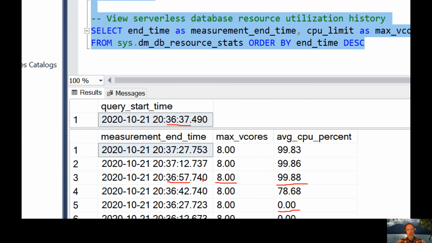Now, it's quite possible that this database actually scaled up much more quickly, and we're only limited here by the resolution of this DMV, which is collecting and reporting on usage data just once every 15 seconds.